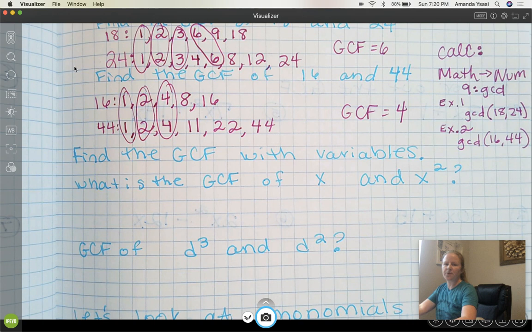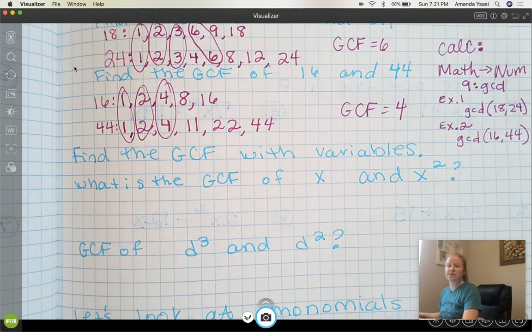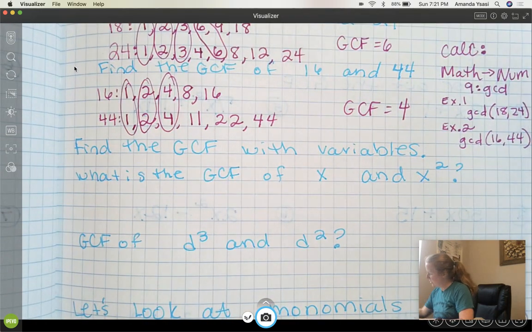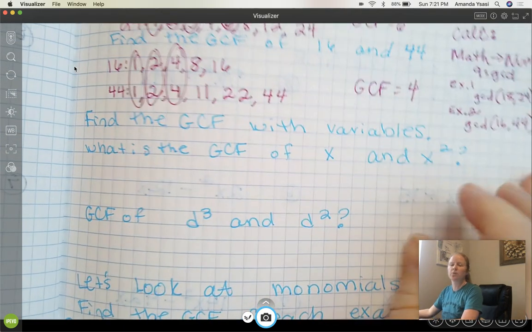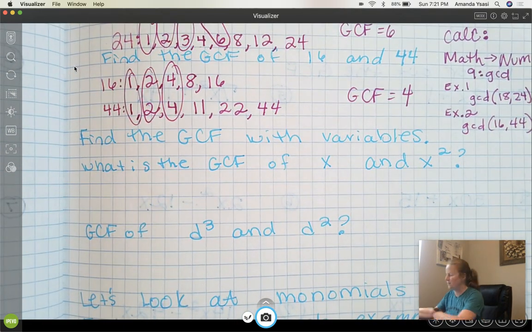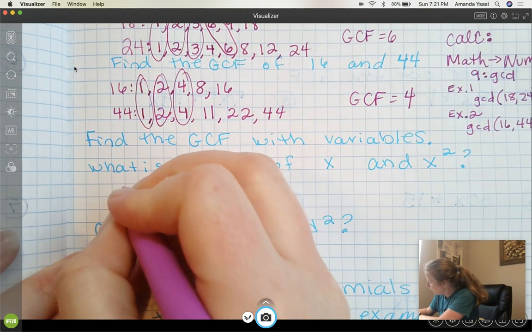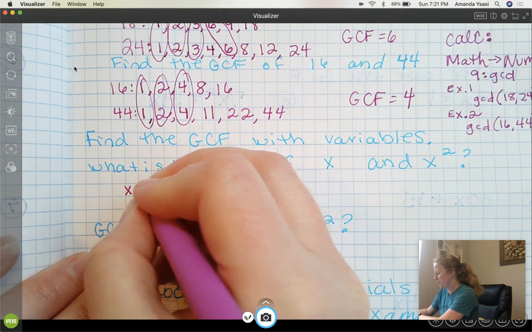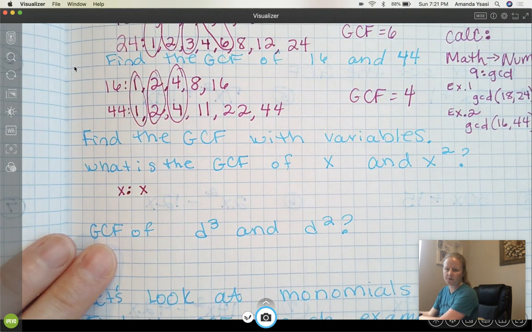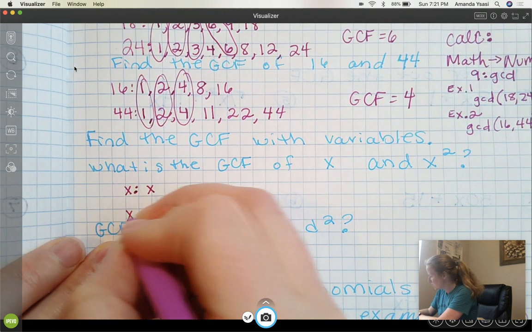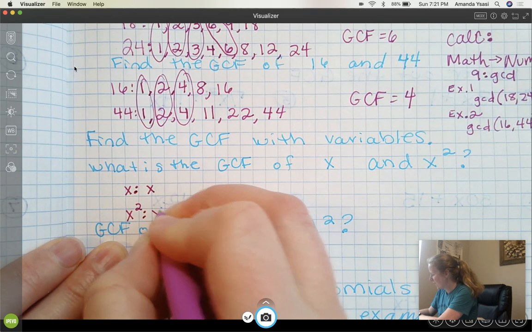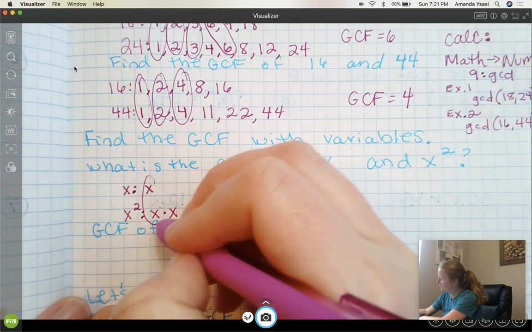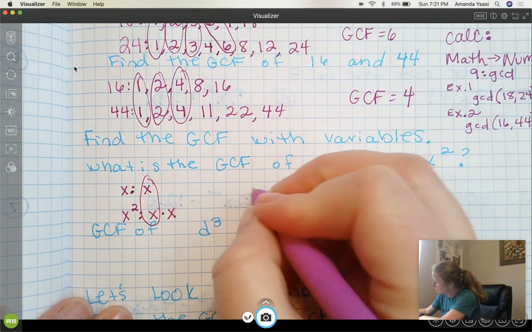So the next part is find the GCF with variables. What is the GCF of x and x squared? What you want to do here is find what will go into both. So when we have x, the only factor of x is x, because we're just talking about variables. And then x squared is x times x, right? So our GCF is just x.